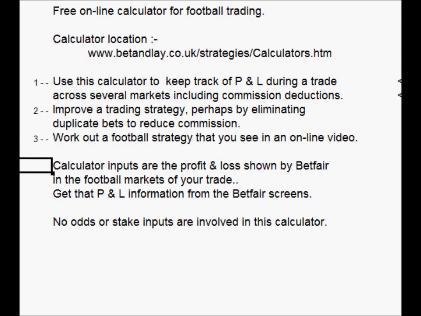The calculator inputs are just the profit and loss shown in your Betfair screens in your football markets. So just get that P&L information and put it in the calculator, and you can see your current position overall throughout your trade. There are no odds or stake inputs involved in this calculator, just profit and loss.